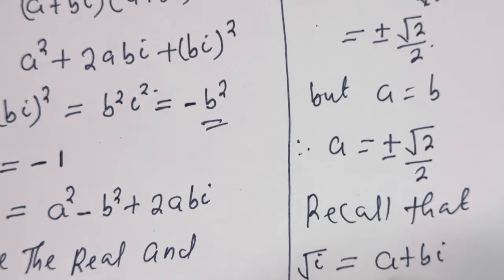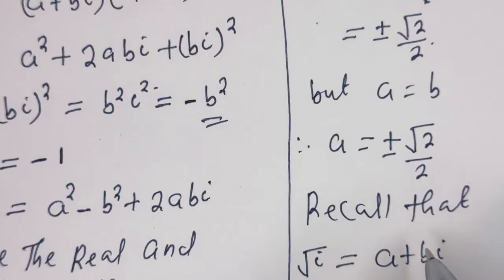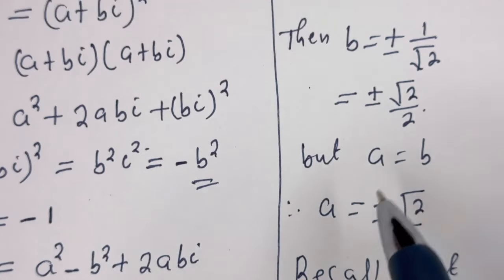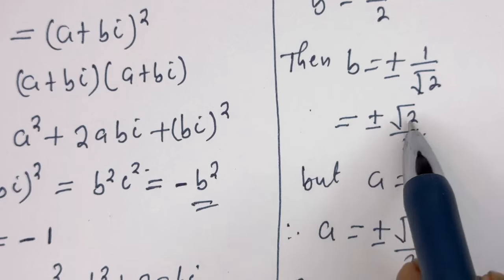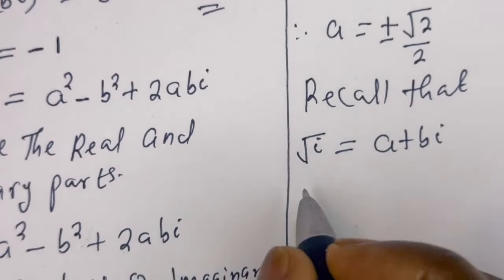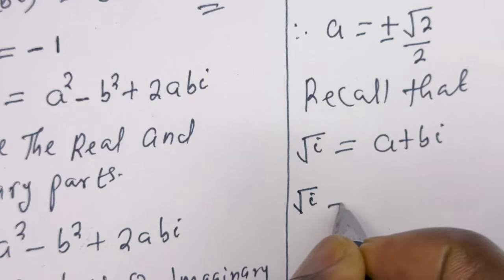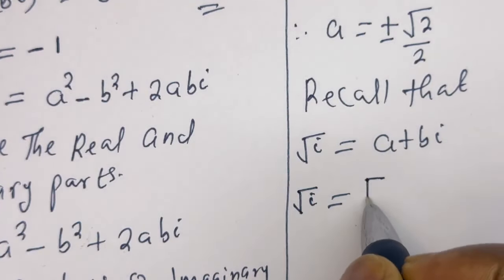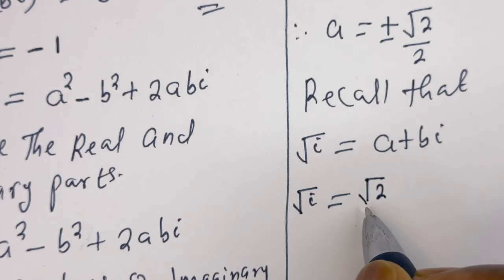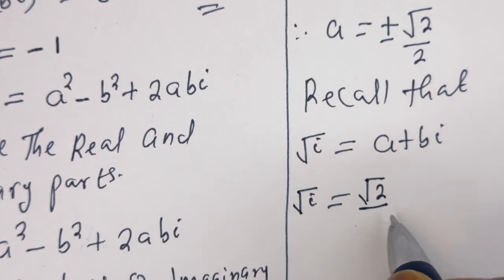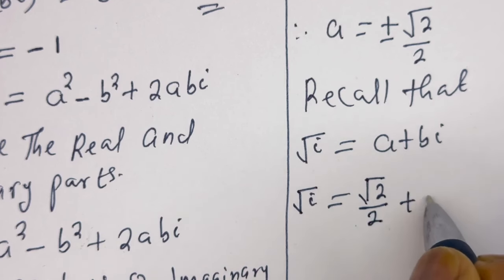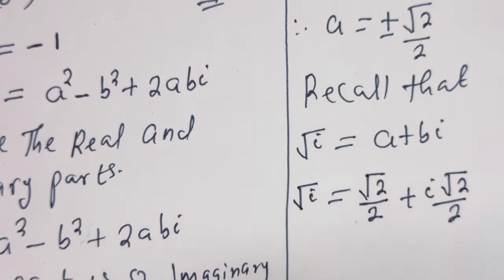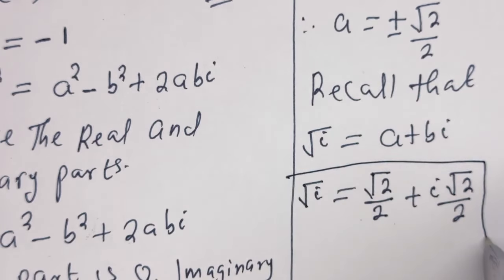Now we recall that root of i is equal to a plus bi. Then we can now substitute for the value of a and the value of b. Then a is equal to plus or minus square root of 2 divided by 2, and b is equal to plus or minus square root of 2 divided by 2. Let's substitute. Root of i is equal to square root of 2 divided by 2 plus i square root of 2 divided by 2. And this is the final answer.